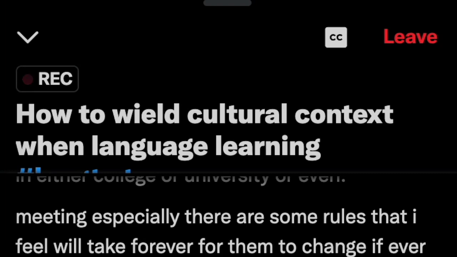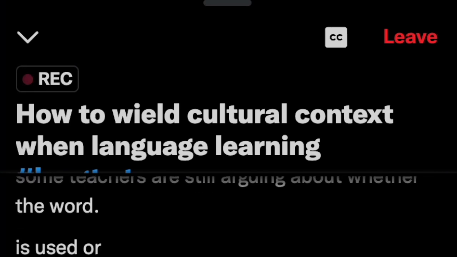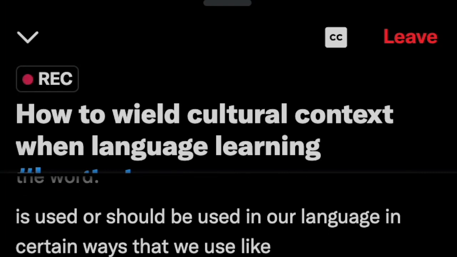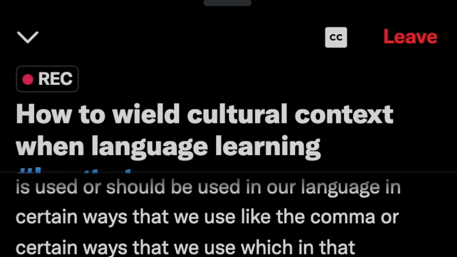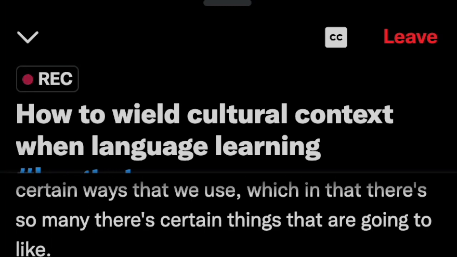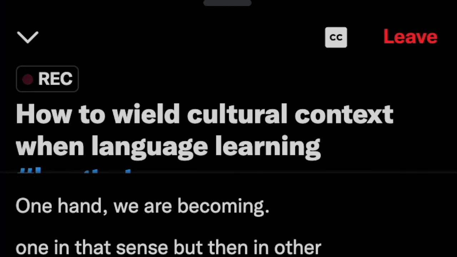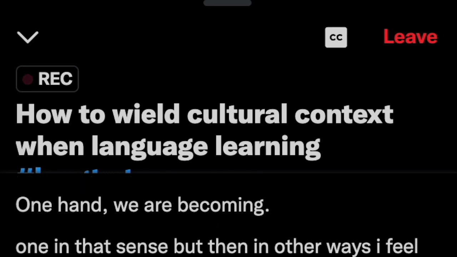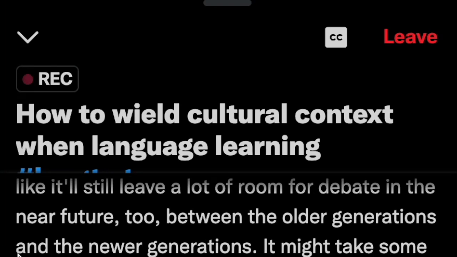Some teachers are still arguing about whether the word whom is used or should be used in our language, and certain ways that we use the comma, or certain ways that we use which and that. On the one hand we are becoming one in that sense, but in other ways I feel like it'll still leave a lot of room for debate in the near future too, between the older generations and the newer generations. It might take some time, but maybe, hopefully.